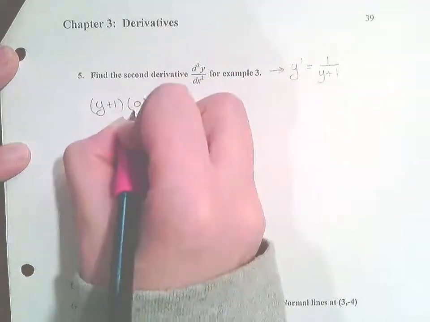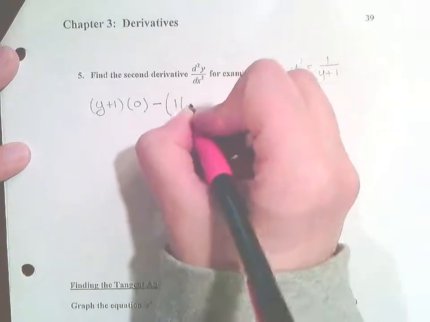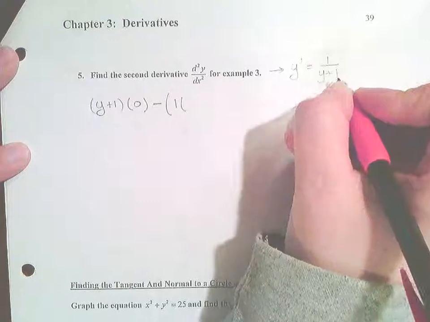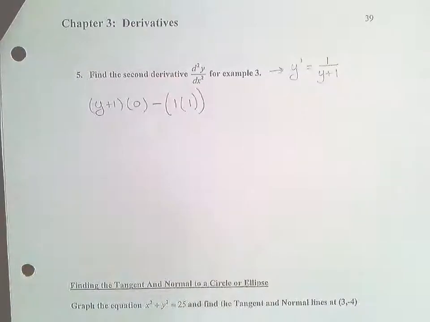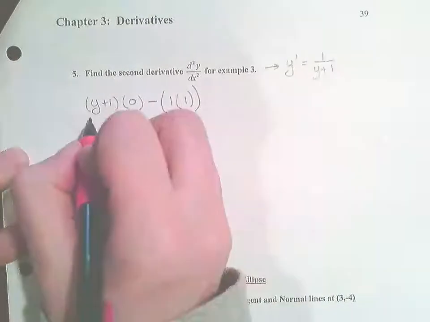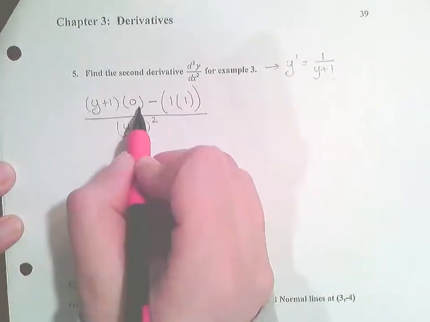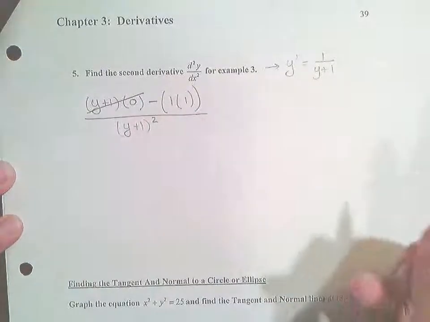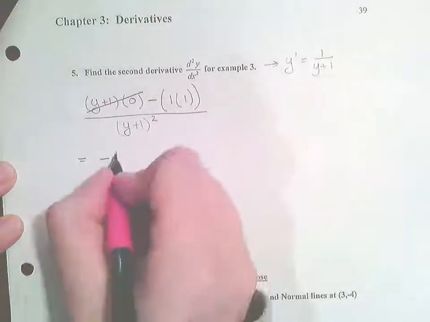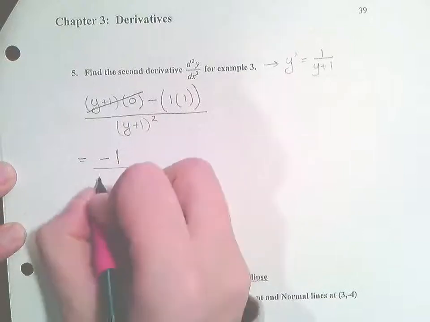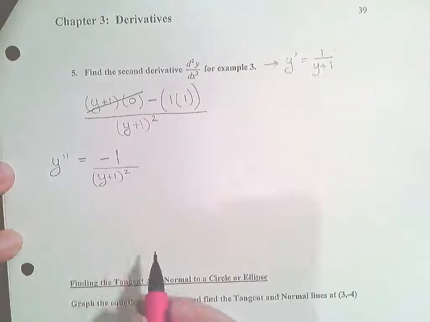0. I'm just going to write it in. I know this ends up canceling out. Minus, big parenthesis, the top times the derivative of the bottom, and what's the derivative of y plus 1? It's just going to be 1. And then all of that is going to get divided by the bottom squared. So what happens to y plus 1 times 0? Anything times 0 is 0. So what we're left with is negative 1 times 1, which is 1, and then all of that gets divided by (y plus 1) squared. And that is our second derivative.